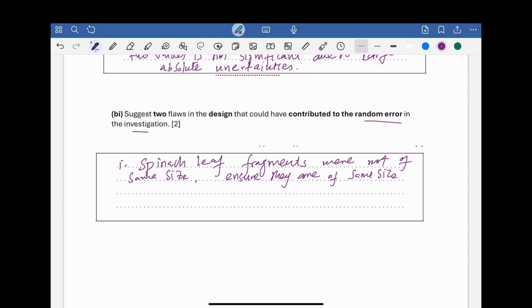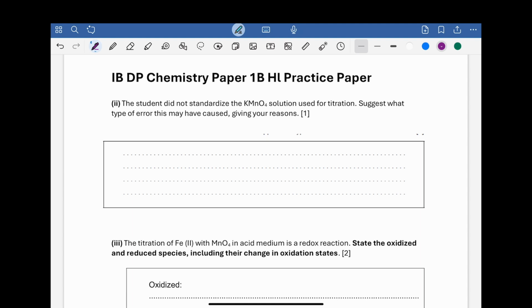And the second one we can say, so we can dilute the titrant, so we can use a larger volume because the volume of titrant is small. So dilute the titrant, so use larger volume.